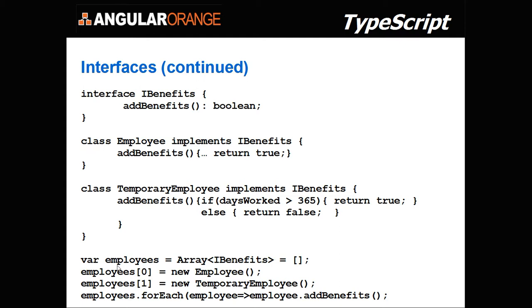So here's an example. Employees is an array of iBenefits. Here's one employee in employees sub 0. Here's another employee in employees sub 1. And then you use the array dot forEach to add benefits using the arrow function notation, to say addBenefits for each employee in the employees array. So this is really sweet syntax, and the code is really simple. It's simple enough. So we like TypeScript. It is very strong with interfaces, and you could do really nice things with it.